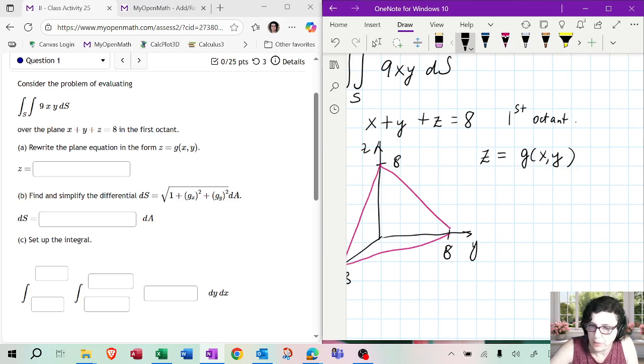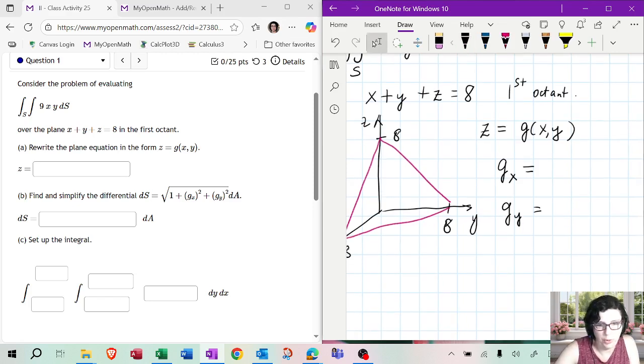Okay, so here we got g_x, which is the partial derivative with respect to x. So we need to compute that, and we're going to compute that in a second. g_y also, and then what you got is this square root of 1 plus g_x squared plus g_y squared. That's going to be the differential that is going to connect the dS integral, which is the surface integral, with the dA integral, which is just a regular double integral.